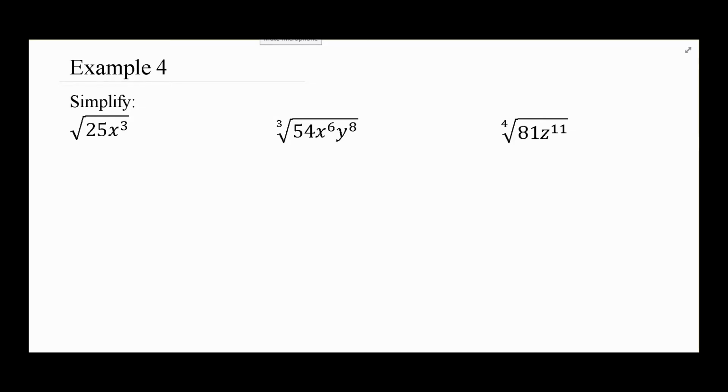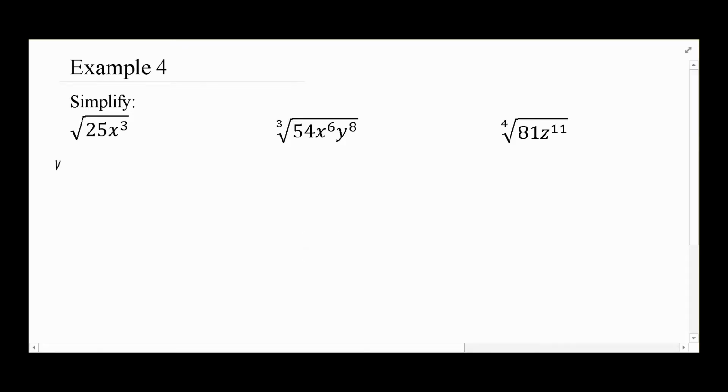Now this set of examples is going to include some variables and numbers together. Now the trick here, as we're trying to simplify these radicals, is basically just to treat them separate. Handle the numbers and handle each variable independently. So let's start off with the square root of 25 x cubed. Now let's start off with the break it up step. Even though you can probably look at this and say, I know the square root of 25 is 5, that's not part of the break it up step. That's part of the take the radical step.